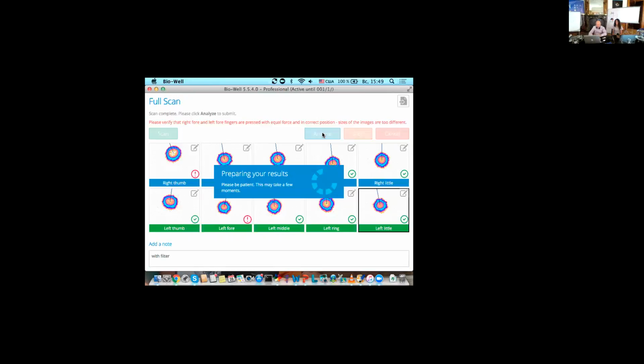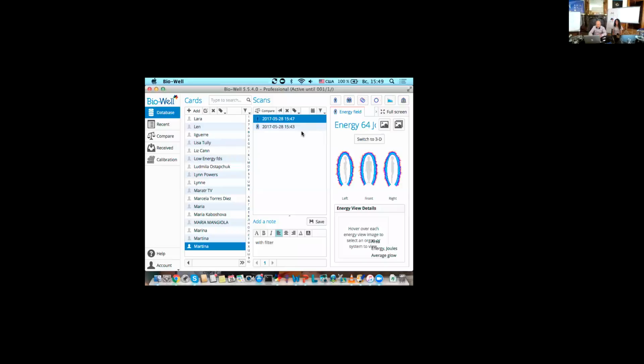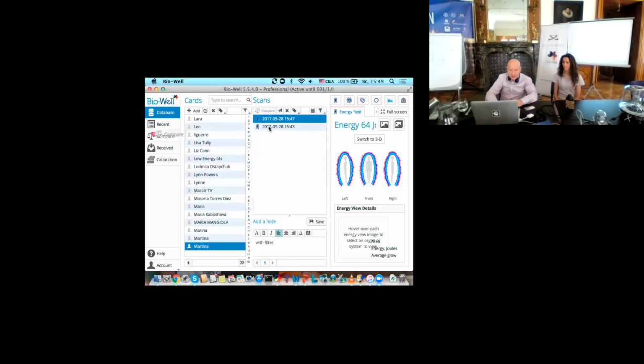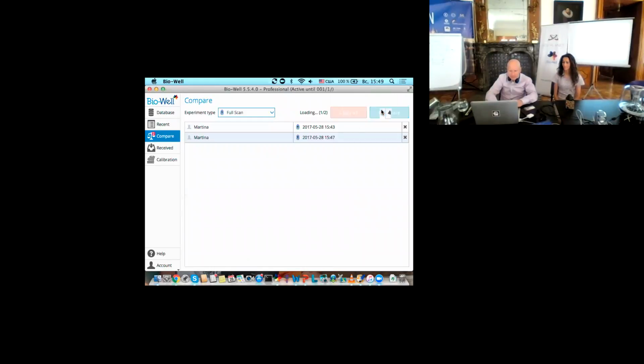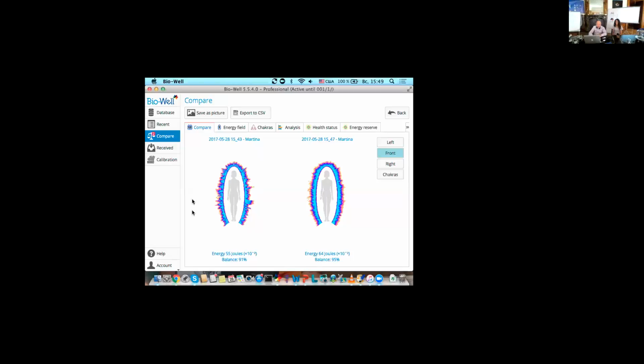I saved everything. Now I will write. Okay, so again, those two we have read, but it was the same as yesterday in the previous measurement. Okay, now I need to compare those two readings. And you see the difference. It was without filter, 55 joules. It is with filter, 64 joules.